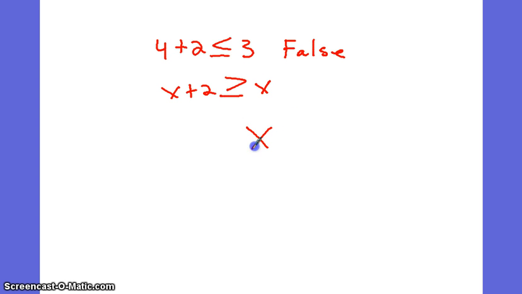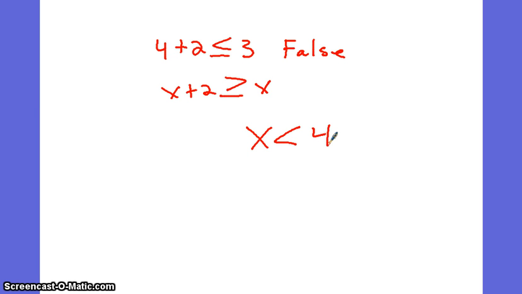Now, this one, x is less than 4. Is that true or false? The answer is, I don't know. It depends on what x is going to be. So this is a conditional inequality. X is less than 4.